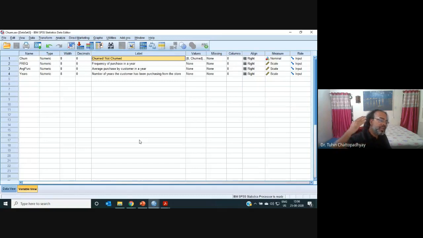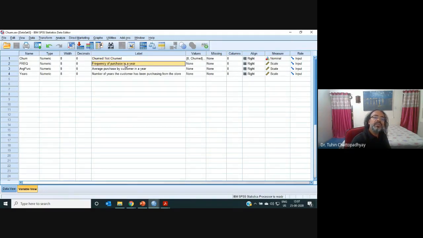Be it logistic regression, decision tree, random forest, support vector machine, discriminant analysis, any classification tool we apply for churn analytics, the churn variable has to be a categorical variable. Why? Because customers have churned or not churned. Or the customer has left or not left. That's what is your interest.